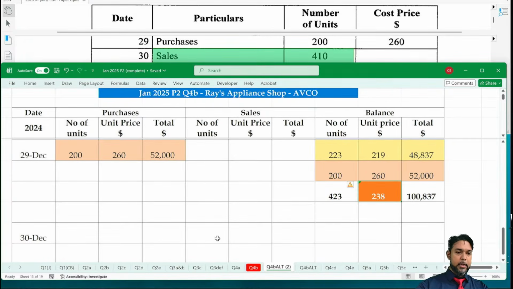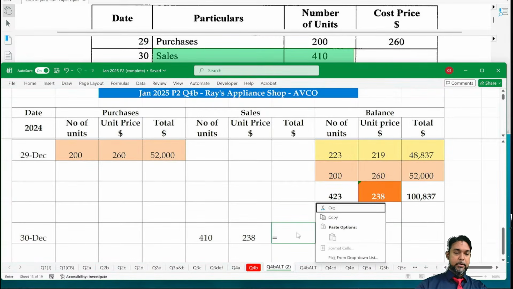All right, let's go. So the last sale was 410. We're going to pull the same 238 from here because that's the most recent weighted average cost. And you just multiply going across.